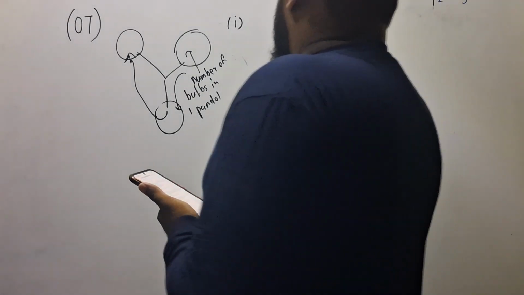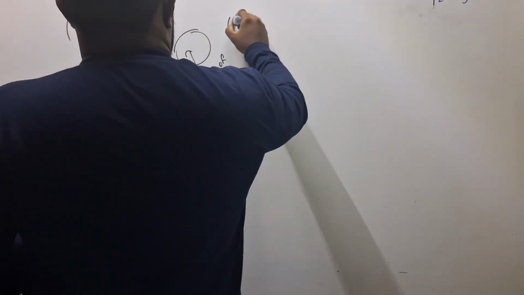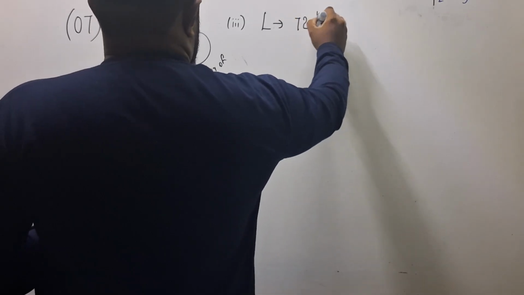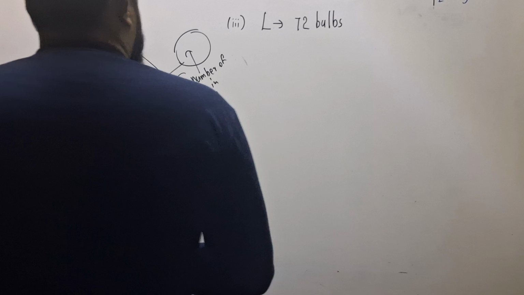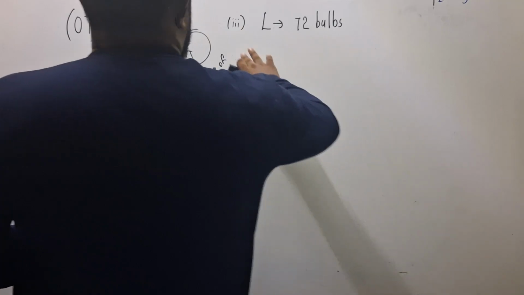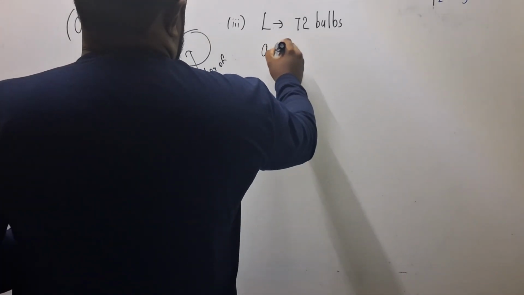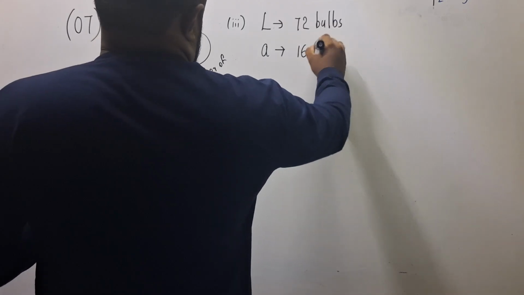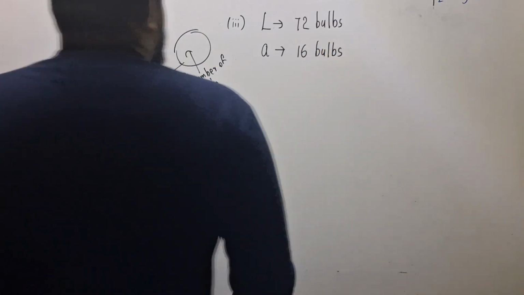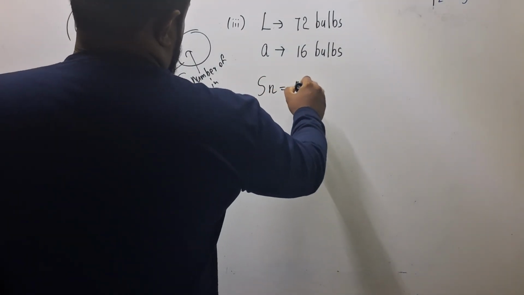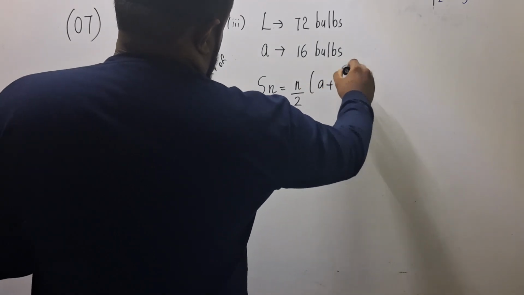What are the things we know now? In the last frame of the panel, there are 76 bulbs, and in the first frame there are 16 bulbs. You know a and l, so you can use Sn equals n divided by 2 times a plus l.